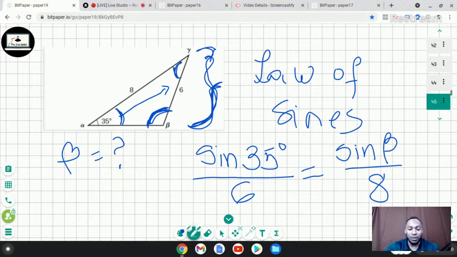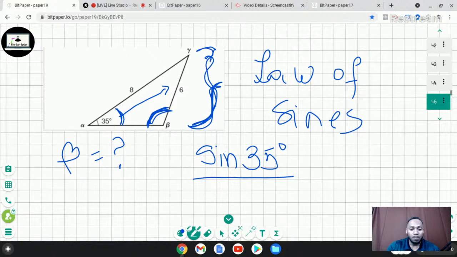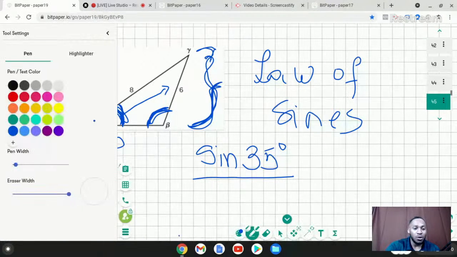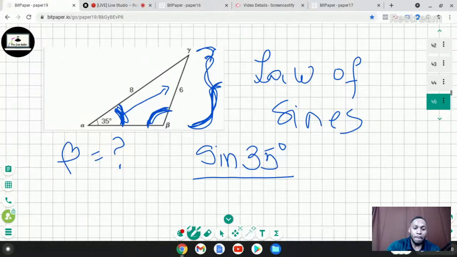And I'm going to color code them to make that a little bit easier for you to see. So I have angle alpha and the sine in blue. Let me go maybe red. So this right here is the side that is directly opposite to the angle alpha. This side right here, I have it in red, which is 6.